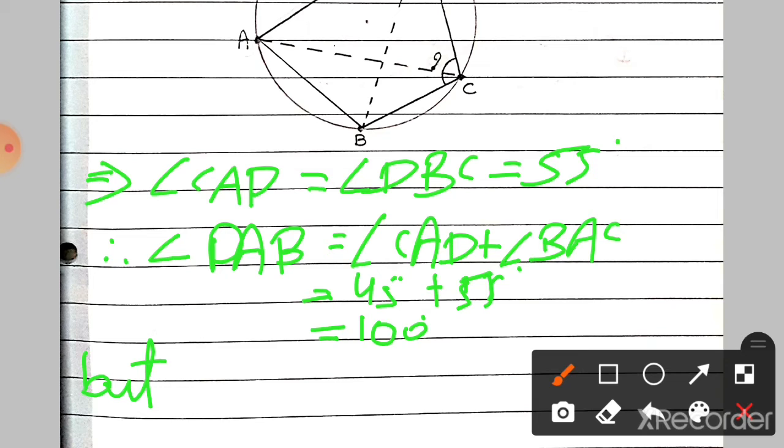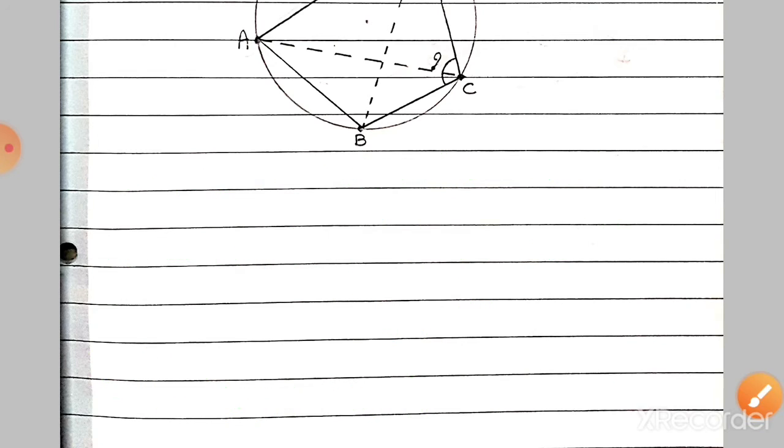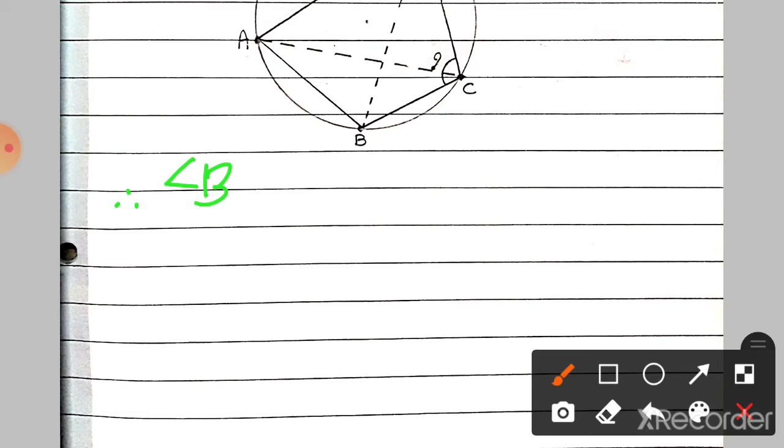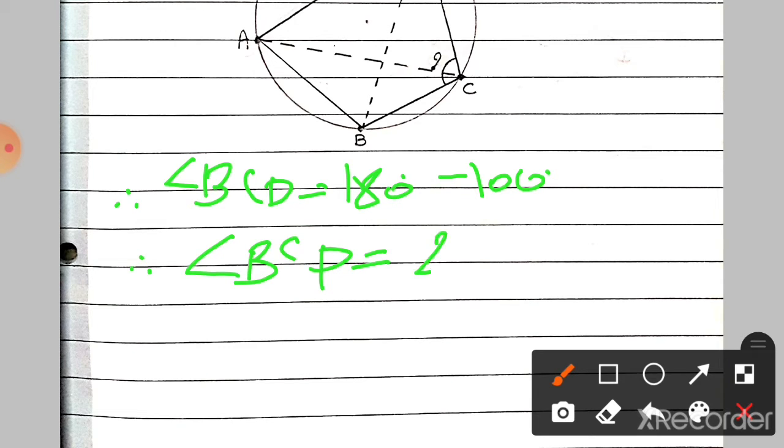But see the figure carefully. The angle BCD plus angle DAB is equal to 180 degrees. Why? Because opposite angles of a cyclic quadrilateral are always 180 degrees. Therefore, angle BCD is equal to 180 degrees minus 100. Therefore, angle BCD is equal to 80 degrees. We got the answer. Correct, students? Very easy sums. Now, move on to the next question.